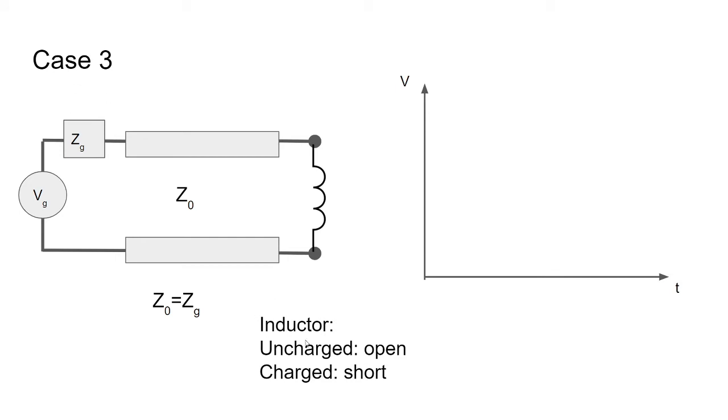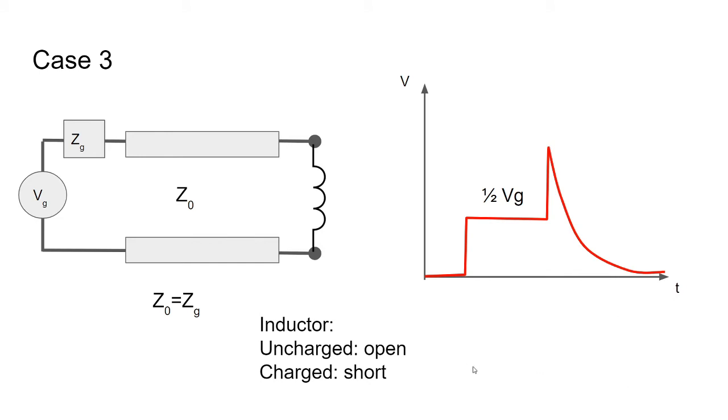So in case 3, we have an inductor on this side, and it basically acts like an opposite of a capacitor. Initially it's going to be open, and then after a while it's going to be short. So we have our open circuit, so it goes half VG, and then it spikes up to VG, or just about. And then after a little while, it's going to go all the way down to about 0 voltage.